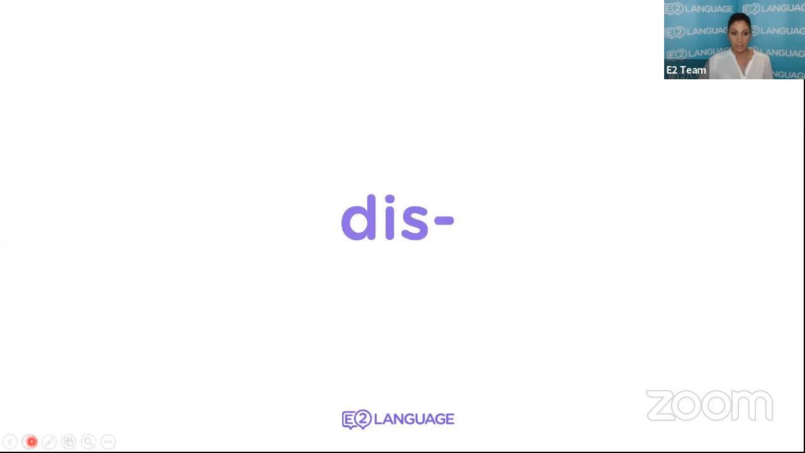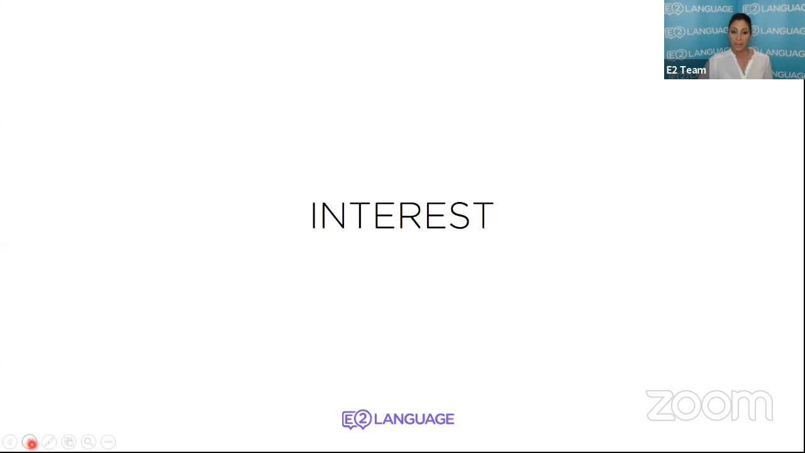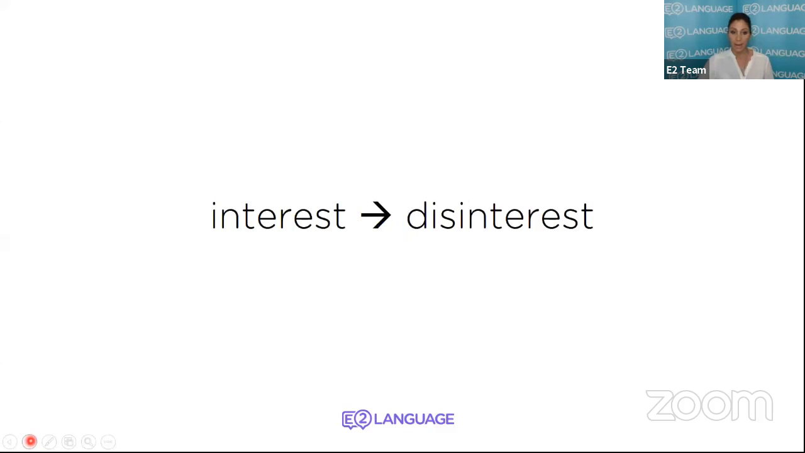Dis, we add dis in front of nouns, adjectives, or adverbs to negate them. Let's take the noun interest. We add dis to make it disinterest. Now, disinterest means not really caring, not really showing much interest. Uninterest means to have no interest at all. Okay, so you can add dis or un, and the meaning is slightly different.